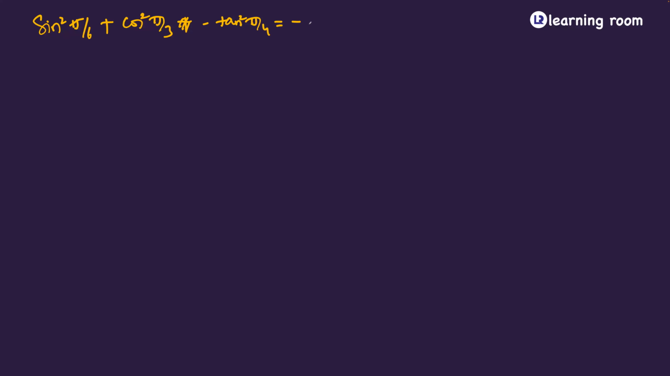Is equal to minus 1 by... This is what we need to prove, no? See, basically logic is sine square 30. Sine square 30 is 1 by 4, plus cos square 60 is also 1 by 4, minus tan square 45 degrees, which is 1. 1 by 4 plus 1 by 4 is half, and minus half. That is what we need to do.